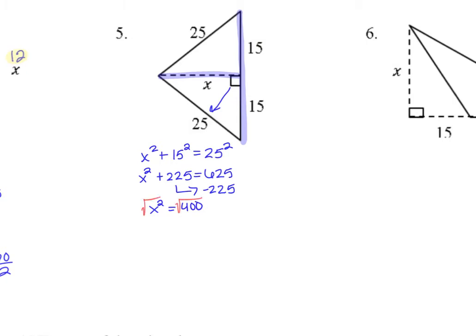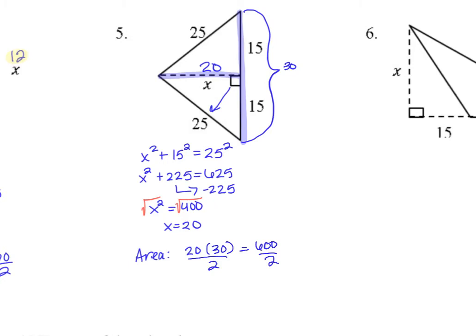Then we take the square root of 400 and we get that x is 20, so the height is 20. Remember, this entire side is going to be the base, which is 30. To get the area, we're going to do our height of 20, which is what we just found using the Pythagorean theorem, and multiply that by 30 divided by 2. So 20 times 30 is 600, and half of 600 is 300. So your area is 300 units squared.